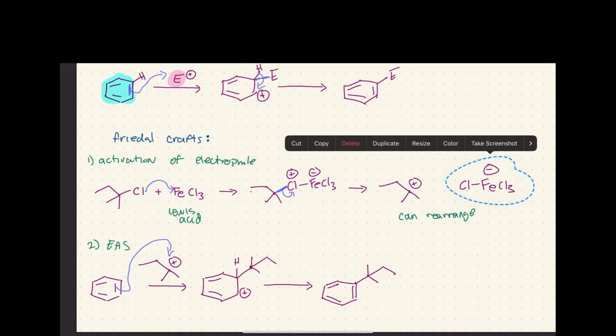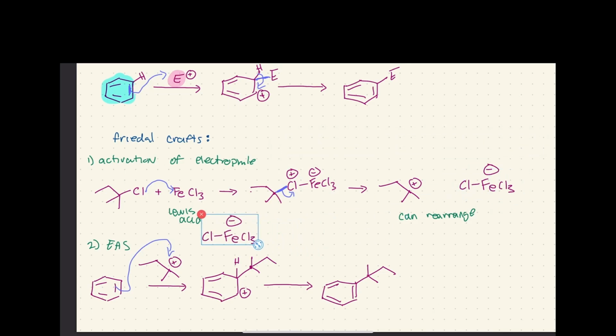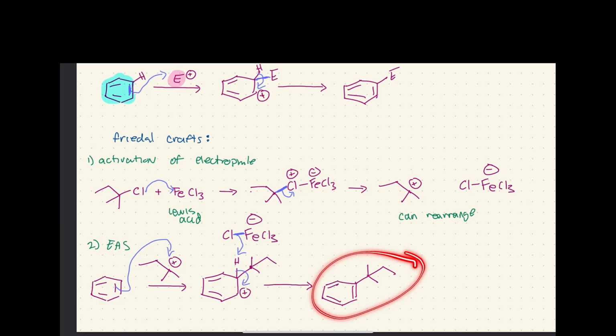But now what's actually going to grab that H is our Lewis adduct. So the electrons from this chlorine-iron bond are going to come grab the H so that we can regain aromaticity. This is going to lead to our final product, and then we're also going to produce HCl and regenerate our Lewis acid. So this can actually participate in another round of chemistry, another round of activation of our electrophile. And so this is the mechanism for Friedel Crafts.